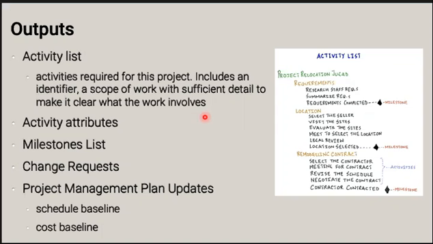In a real-world project, probably the activity list and activity attributes would be part of the same document rather than separated into two different things. But it's important to understand that the list and the attributes are two different outputs of this process, so that the project managers can produce both of those outputs.